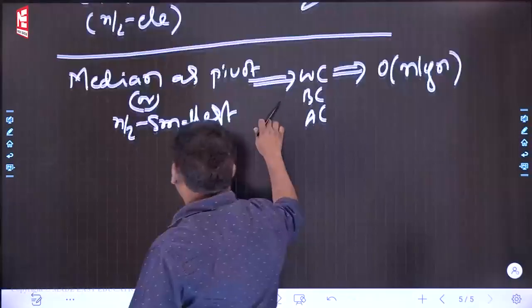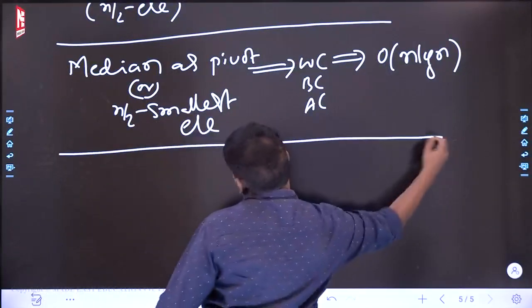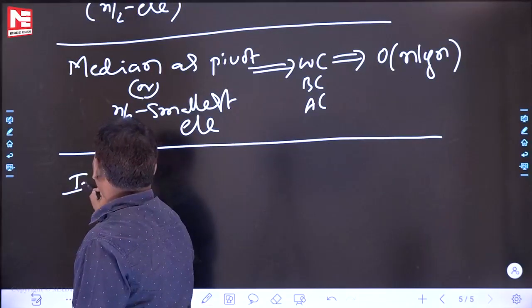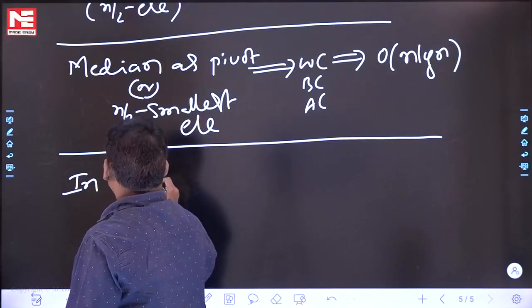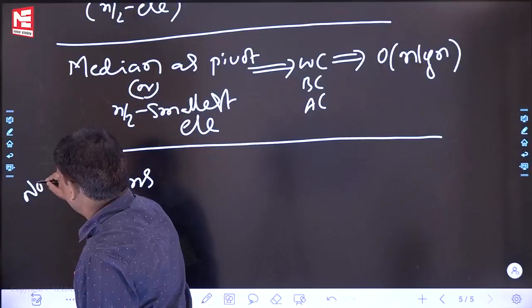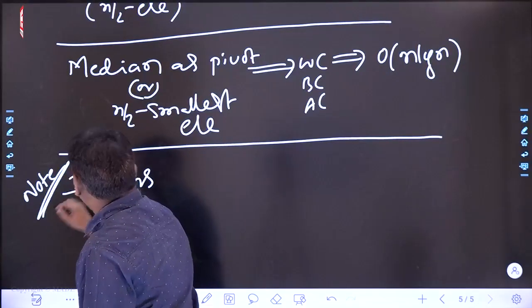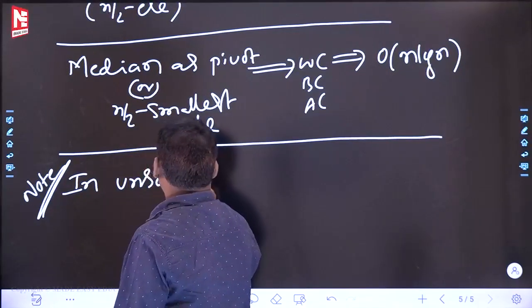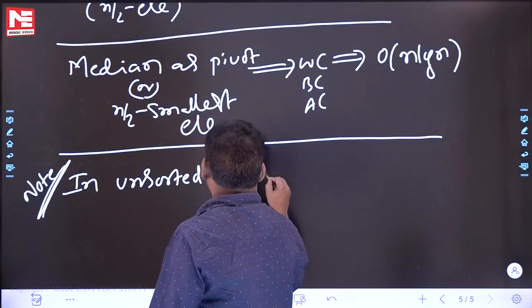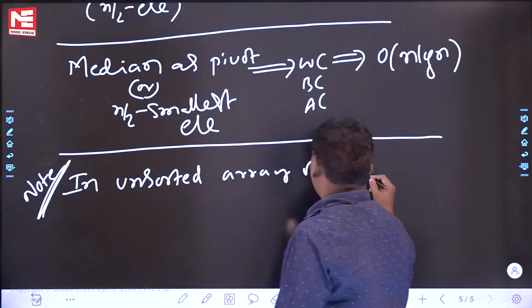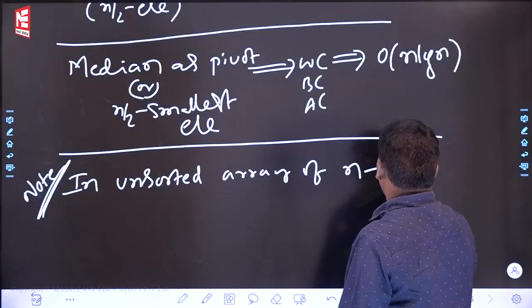And one more note I am writing. In an unsorted array of n elements, not a sorted array, an unsorted array of n elements.